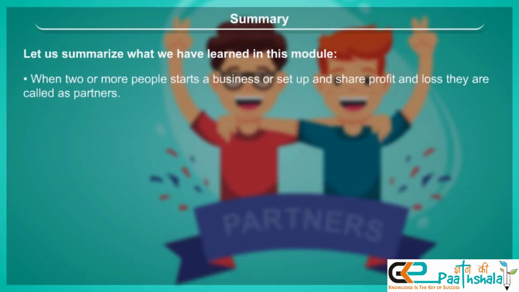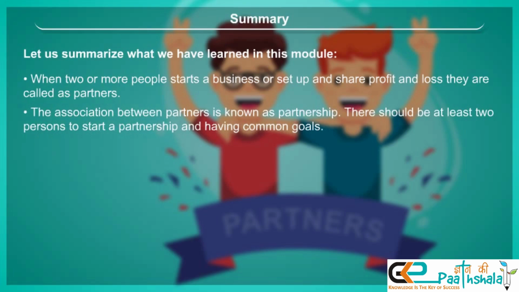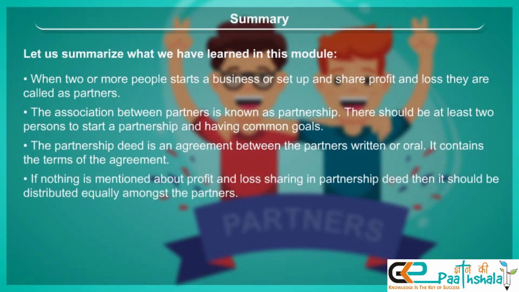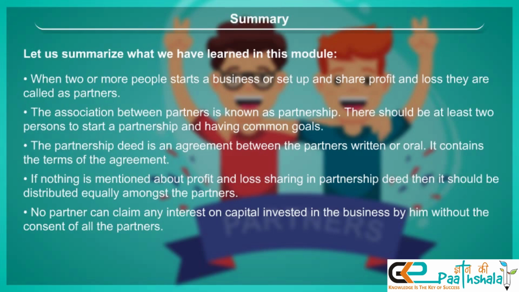Summary. Let us summarize what we have learned in this module. When two or more people start a business and share profit and loss, they are called partners. The association between partners is known as partnership. There should be at least two persons to start a partnership, having common goals. The partnership deed is an agreement between the partners, written or oral. It contains the terms of the agreement. If nothing is mentioned about profit and loss sharing in the partnership deed, then it should be distributed equally amongst the partners. No partner can claim any interest on capital invested in the business by him without the consent of all the partners.